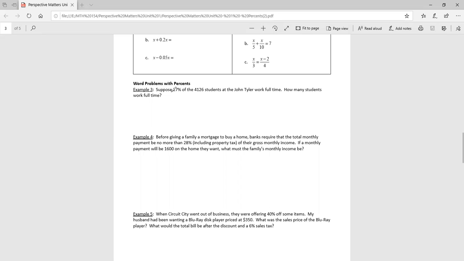So if I pick through this one, 27% of, I'm going to immediately translate that. 27% gets translated to 0.27. The of turns into a multiplication, and then 4126. So it says 27% of this number work full-time.